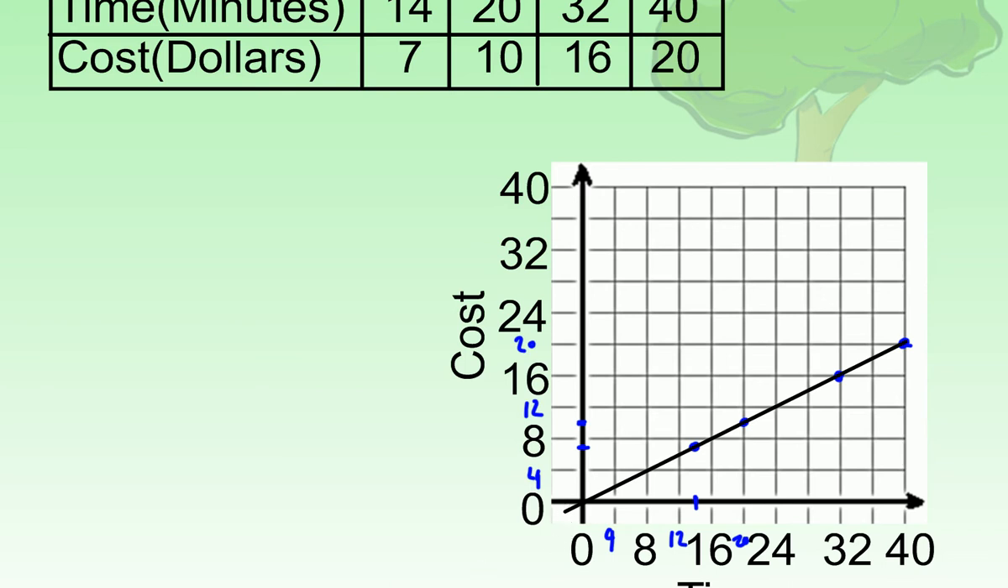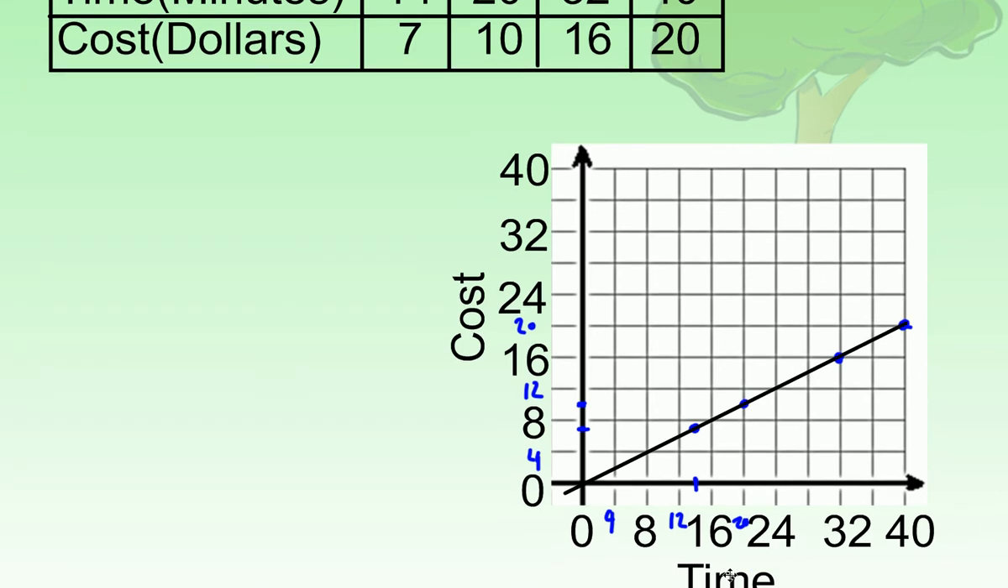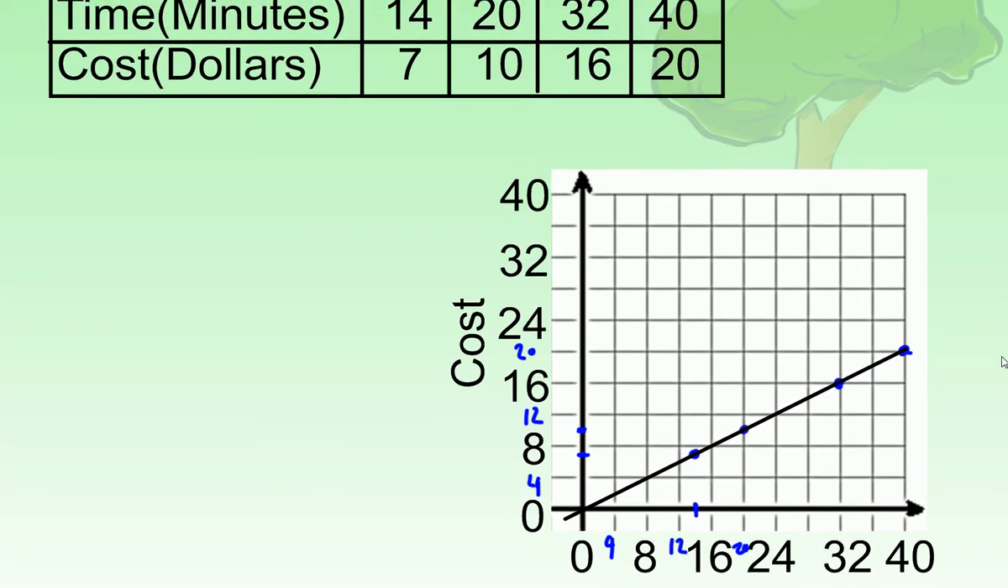Okay. So we have a line that goes through the origin. And let's see if that makes sense. I mean, if you're on the internet for 0 minutes, wouldn't it make sense that they're going to charge you $0? I'd hope so. So this is a proportional relationship. If you remember those proportional relationships from before, that's what this is. It's a proportional relationship.